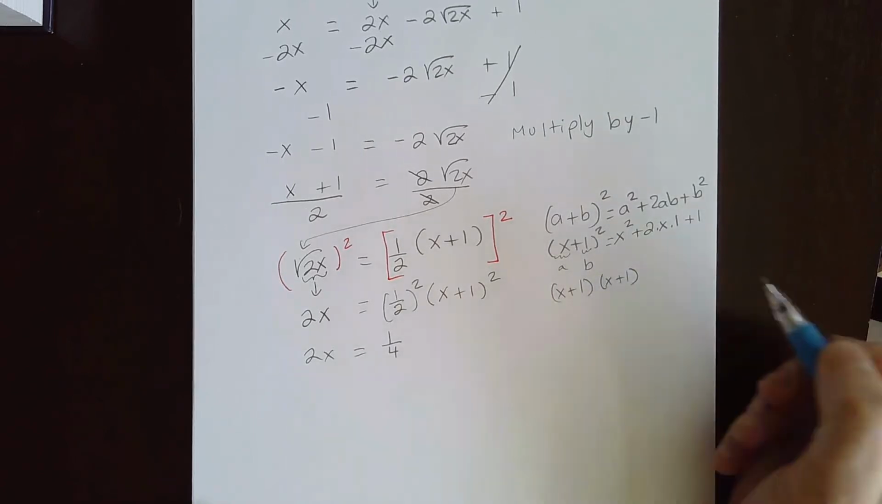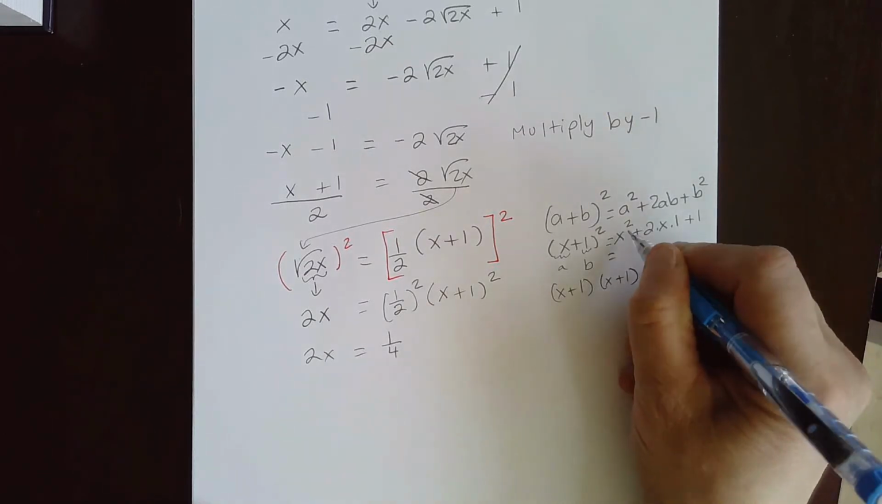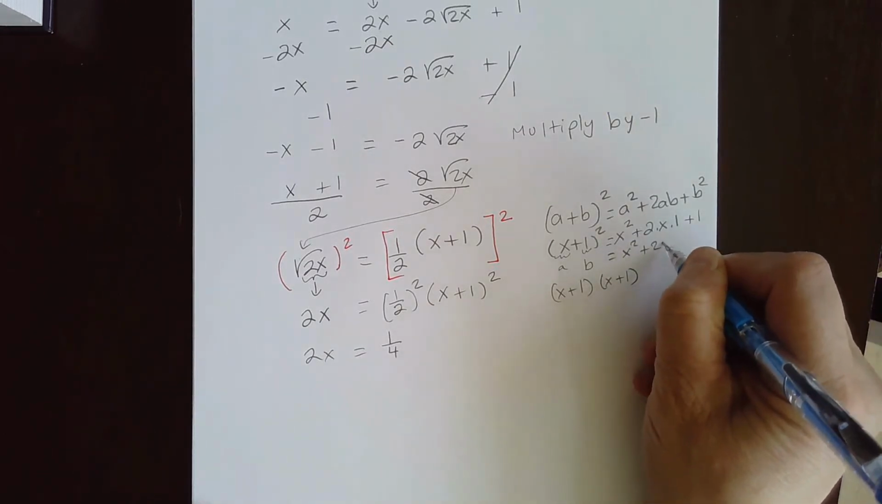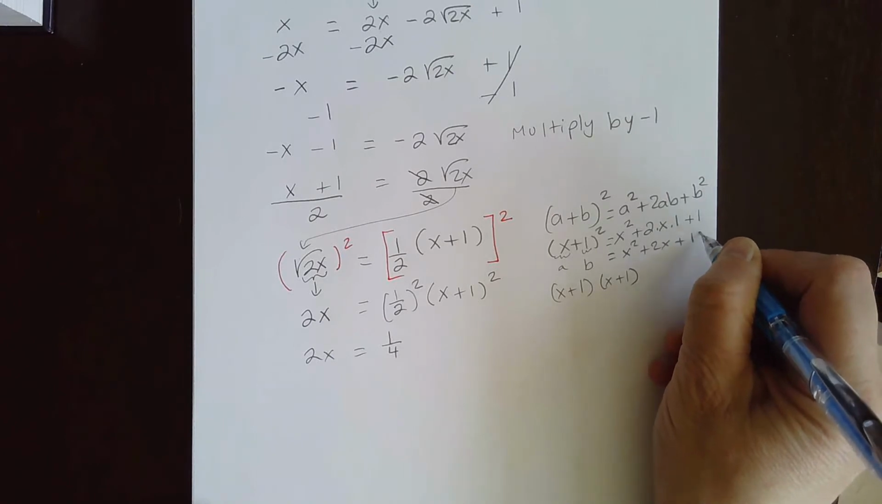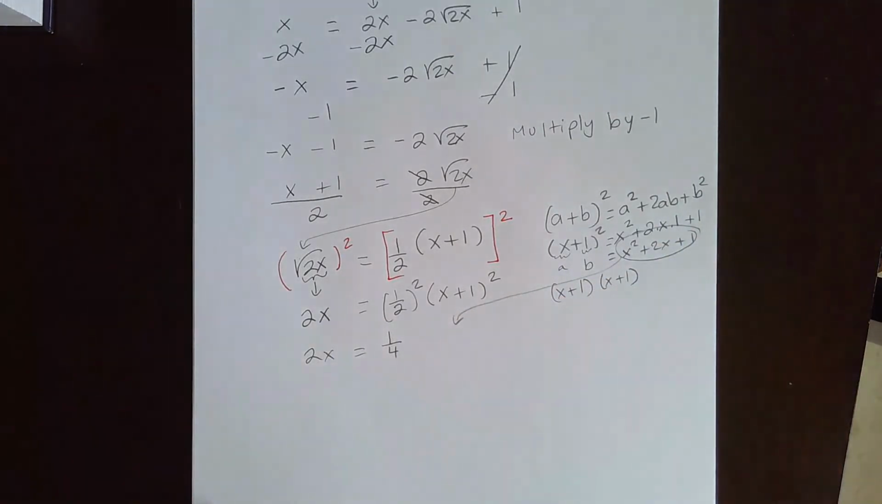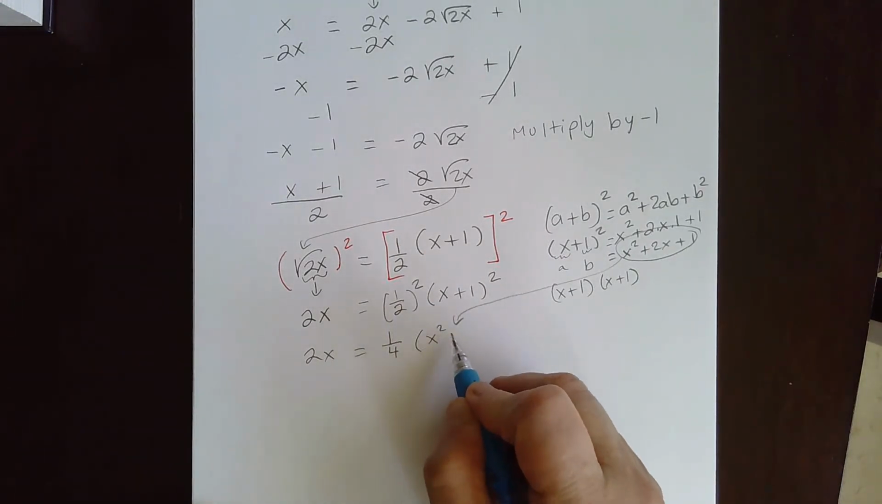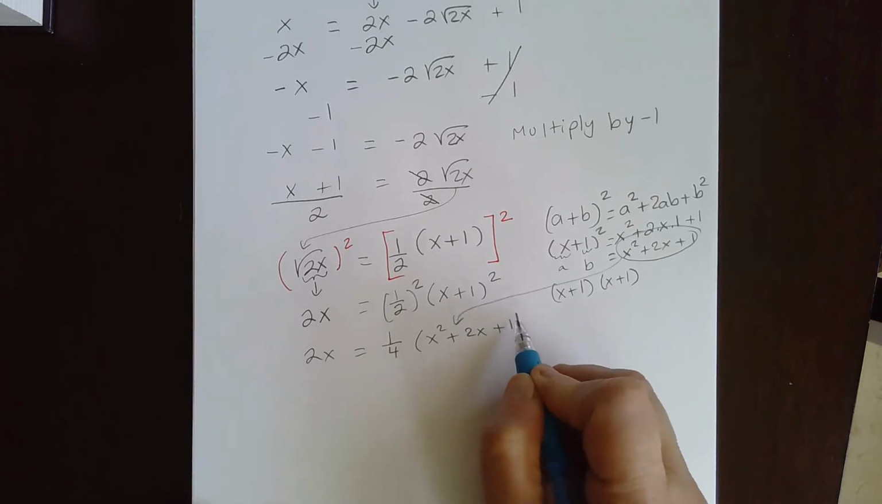You can, if you want, also do this and then just do FOIL. In either case, you're going to get the same answer. You're going to get x squared plus 2x plus 1. So this is what you would get, and this is what we're going to be writing here. So 1/4 times x squared plus 2x plus 1.